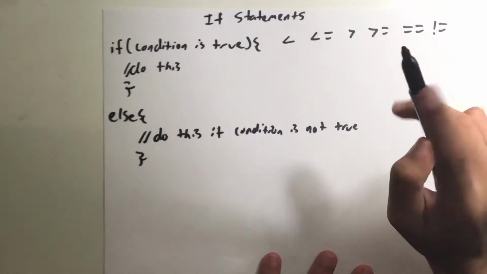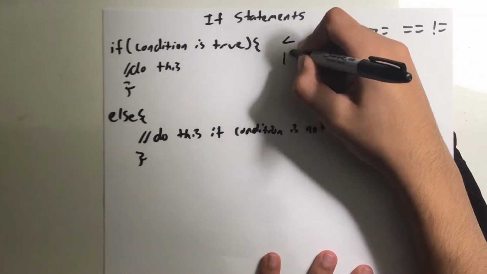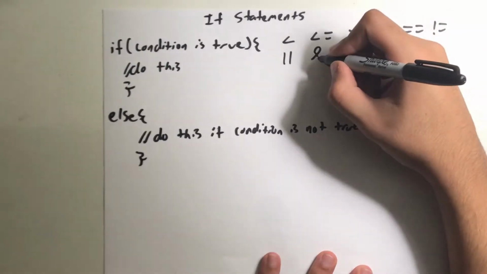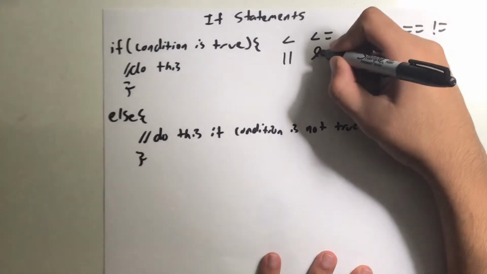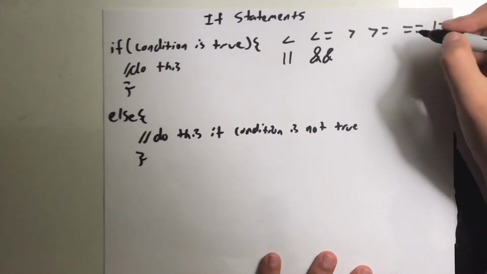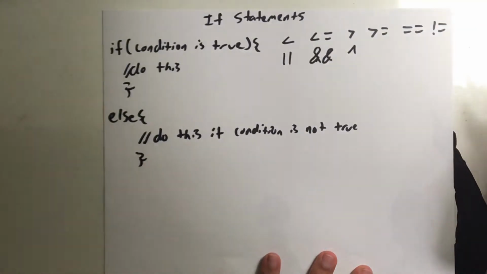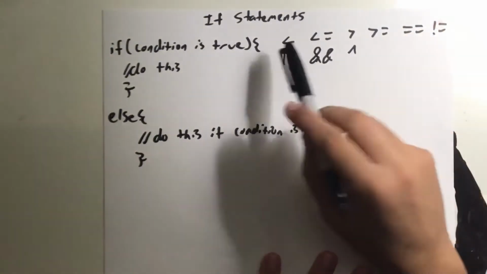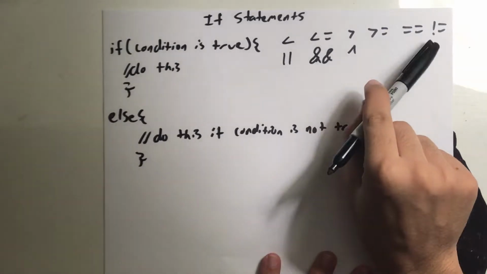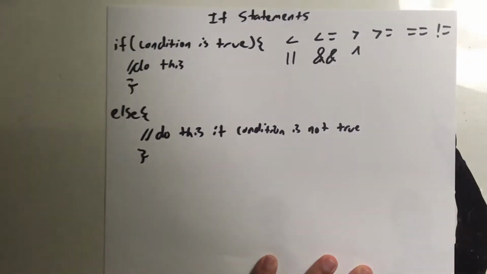If you want to use like the Boolean symbols, then you could use this for or. Oops, I did that wrong. This for and, right? And the two ampersands, right? And this for exclusive or. So again, less than or equal to, greater than or equal to, not equal to, or, and, and exclusive or.